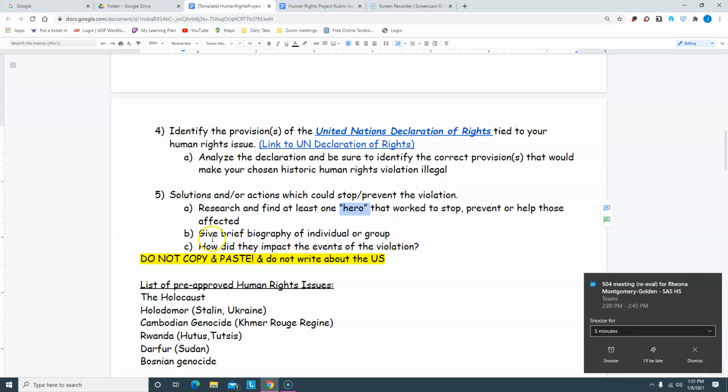And in that, I want you to give a brief biography of that individual or group. Tell me why they're important. Tell me why you researched them. Tell me how they tried to help people or how they did help people.